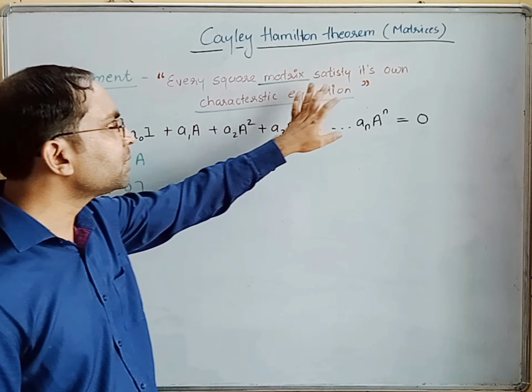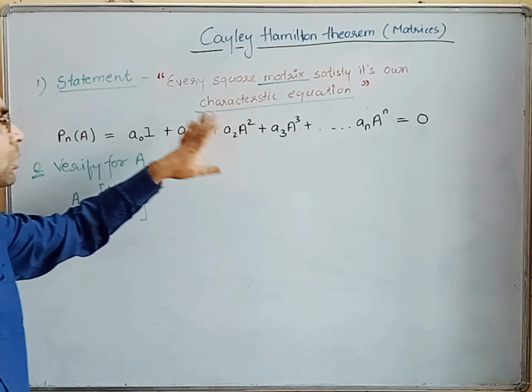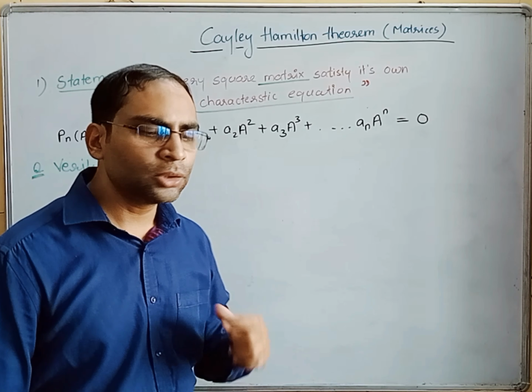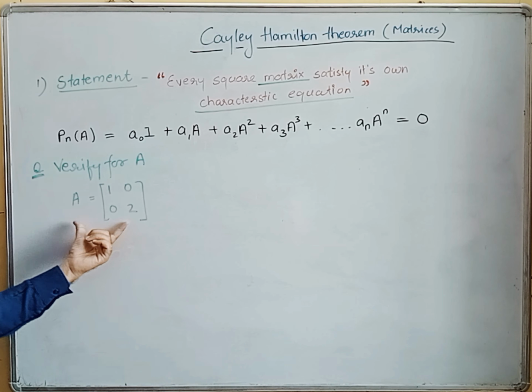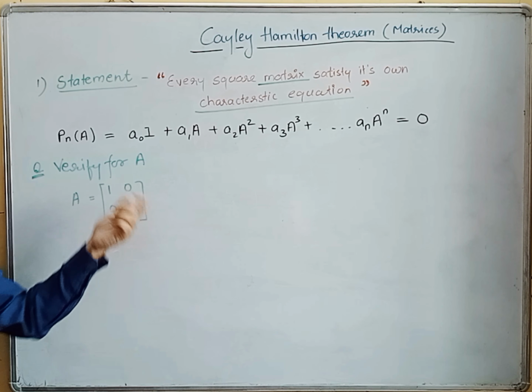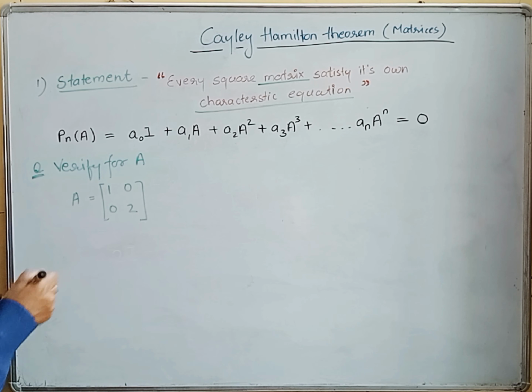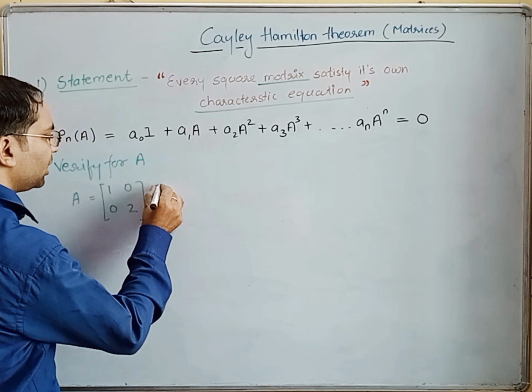Every square matrix satisfies its own characteristic equation. So just to verify this theorem on this given particular matrix, first we need to get the characteristic equation of this matrix. For that we'll write the characteristic matrix here.